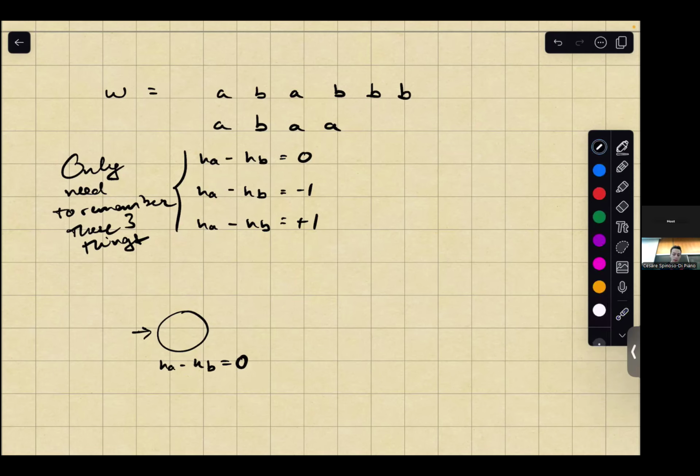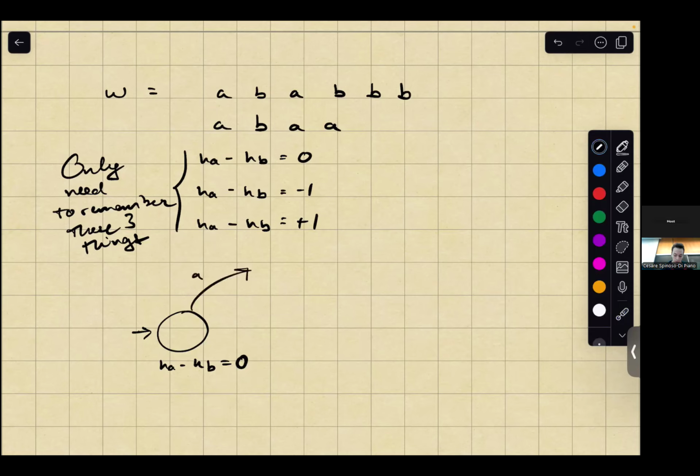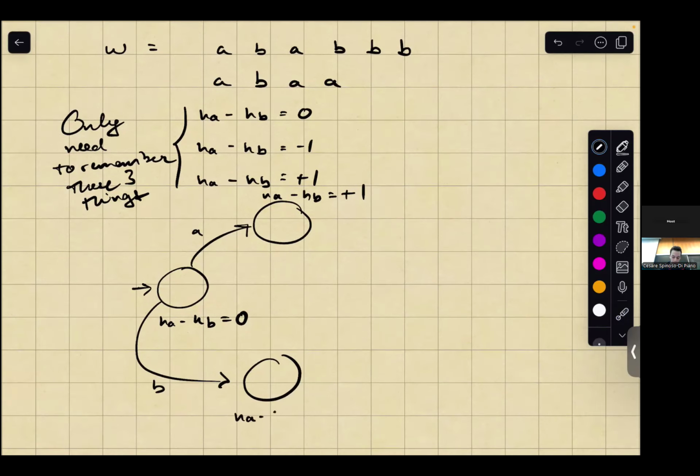Then if I read an A, I know, right? So here, my state is encoding the fact that I have the same number of A's and B's. So if I read an A, that just means I have one extra A, right? So if I have one extra A, then that tells me that I should go to a state that encodes a +1, right? If instead I read a B, then I should go to a state that encodes a -1, right?